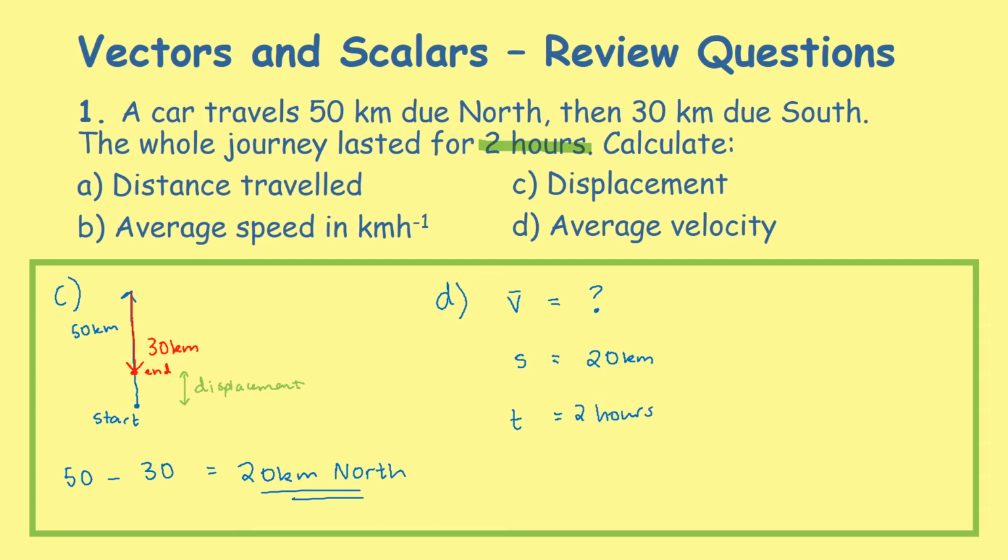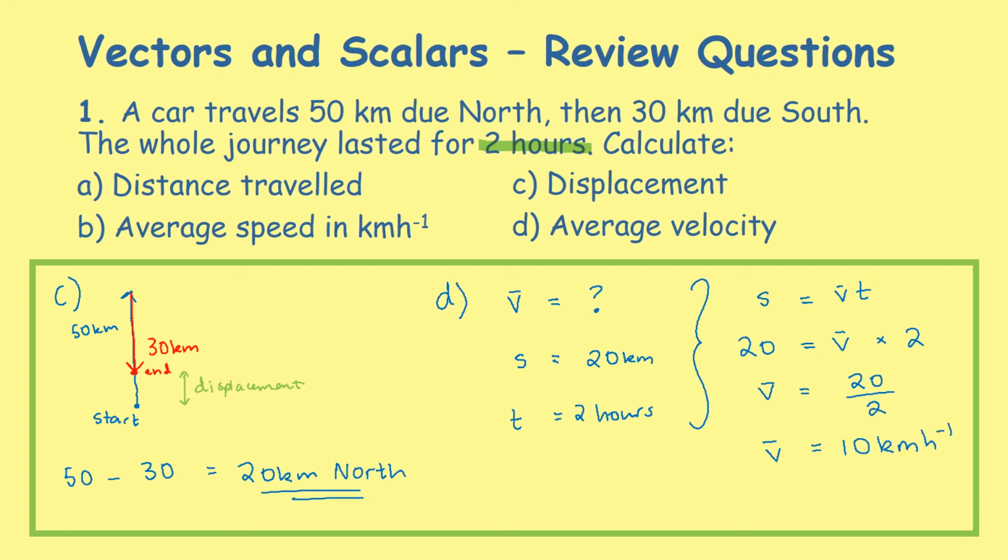The question does not specify giving it in meters per second or kilometers per hour, but previously we worked out the average speed in kilometers per hour, so again let's work out the average velocity in kilometers per hour. Using our equation, S equals v bar t, we have 20 equals v bar multiplied by 2. Rearranging this, our average velocity is 20 divided by 2. So our average velocity is 10, and remember the units, it's kilometers per hour.